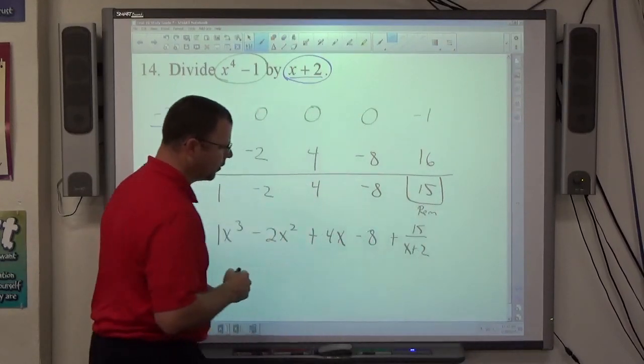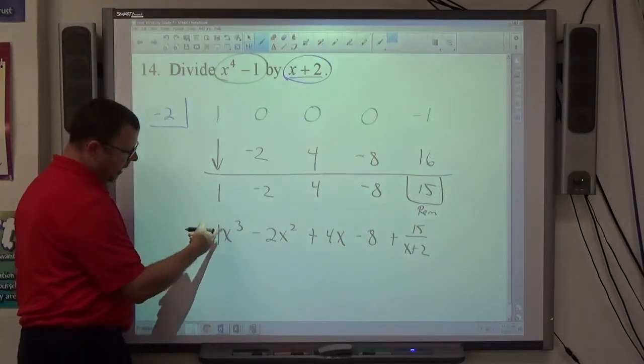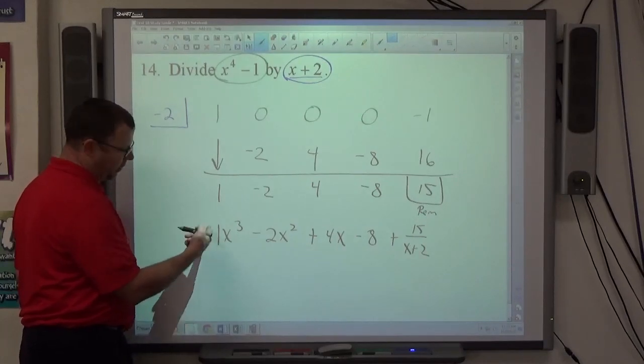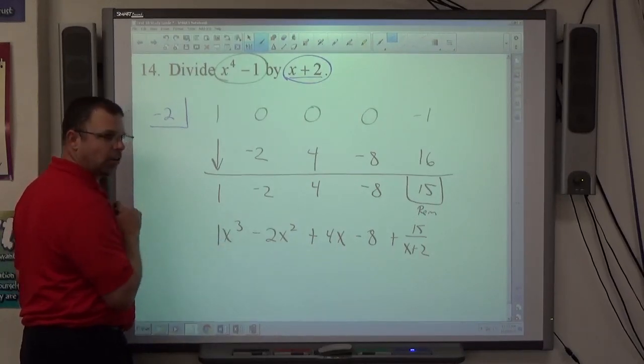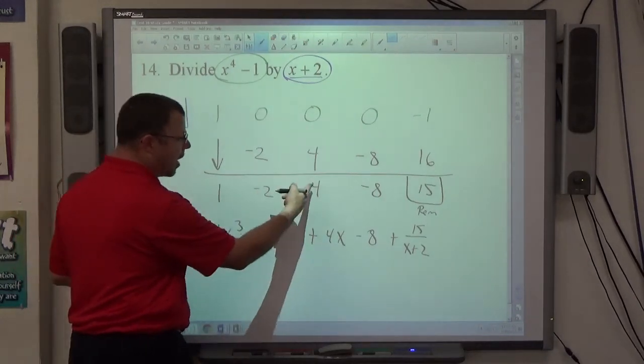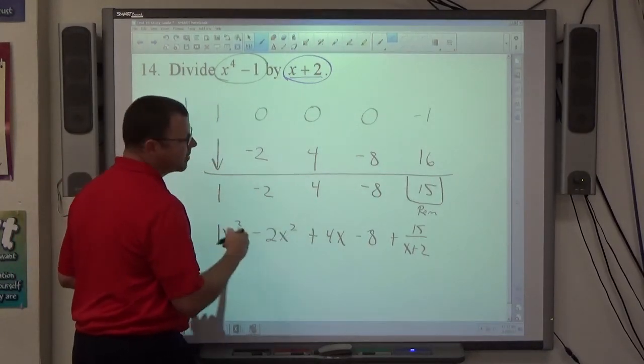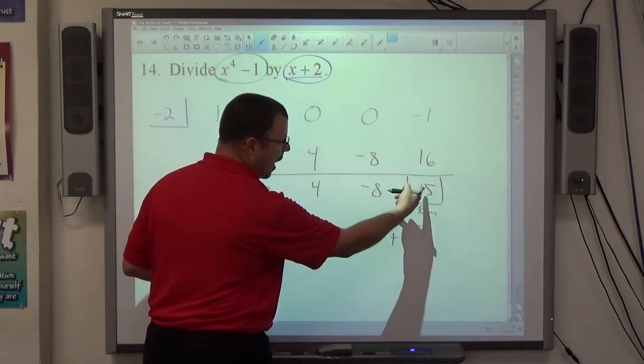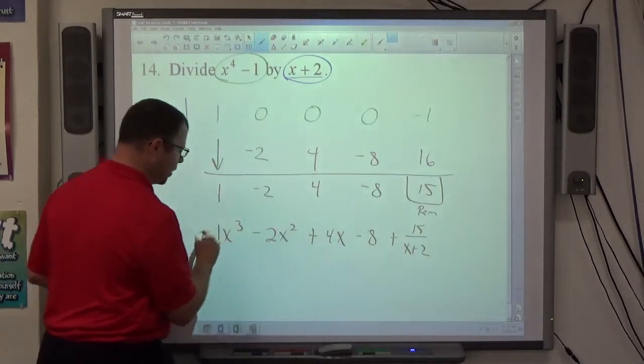Always put the remainder over the divisor. And notice that when I wrote it out, the 1's not relevant. If you just wrote x cubed, that's fine. If you want to write 1x cubed, that's fine. Positive 1x cubed, negative 2, so negative 2x squared. It's positive 4, so plus 4x. It's minus 8, so it's minus 8. It's positive 15, so it's plus 15 over x plus 2.